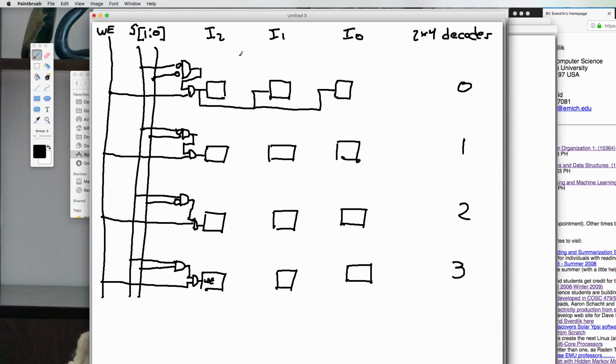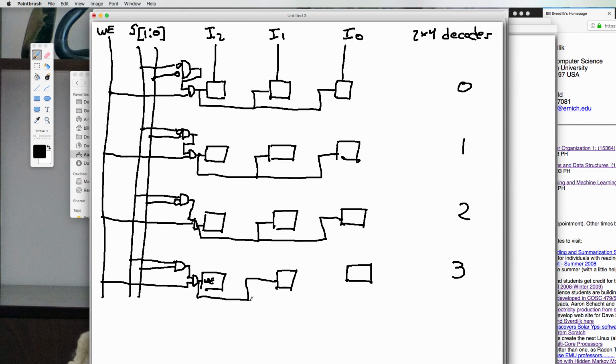D latches here. And what I'm going to do, obviously, is come over here and let that be the input there, let that be the input there, and let that be the input there. And I think you can see what we're going to do on all these other ones here. I'm going to come over here, input, input, input, input, like that.